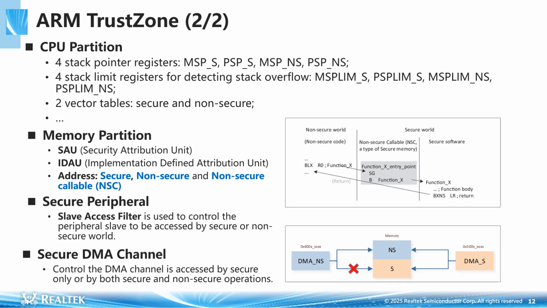Secure peripheral management. The slave access filter is a crucial feature here, controlling which peripherals can be accessed by secure operations, thus adding another layer of security. Secure DMA channel control. TrustZone lets you set DMA channels to be accessed only by secure operations, or by both secure and non-secure operations. This helps stop unauthorized data transfers and keeps the system safe.